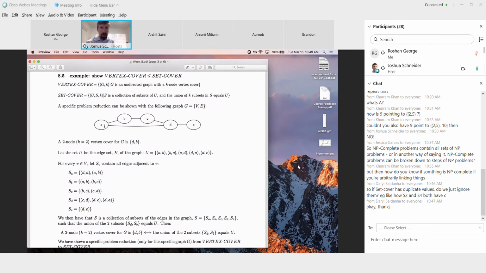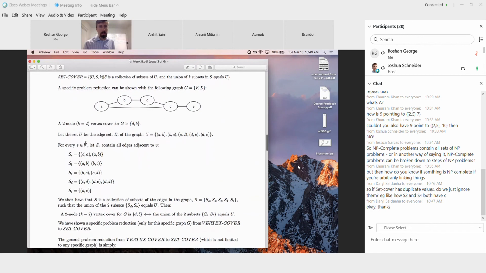All right. So here's your graph. It's the same graph we had on the whiteboard, right? In that case, we were looking for a K equal to 2-node vertex cover for the graph G, right? What we do is we let U be the set of all edges in the graph. So U is the set of edges, so there's A, B is an element of U, B, C is an element of U, C, D is an element of U, A, D, and D, E are all elements of U. Okay, so our universal set is actually the edges in the graph.